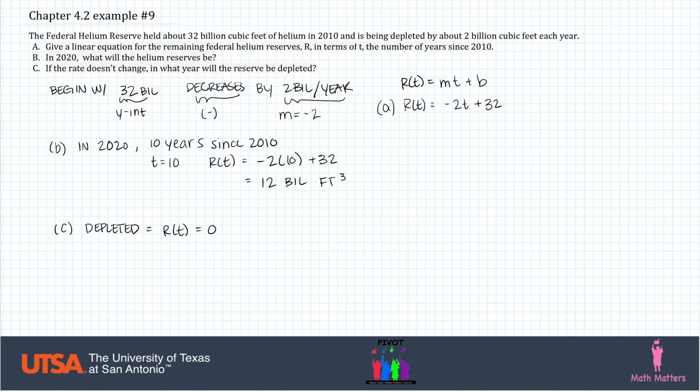So if we set this equal to 0, 0 equals 32 minus 2T, then we have 2T equals 32, T equals 16. So 2010 plus 16 years means that in the year 2026, the reserves will be completely empty. So there's our answer.